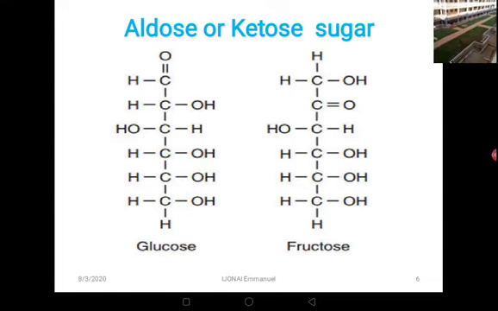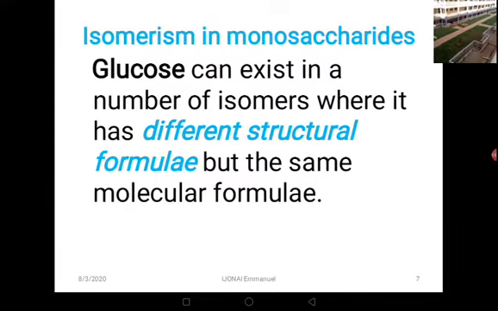So we have glucose, which is an aldose sugar, and fructose, which is a ketose sugar in this case. I want to task you to learn how to differentiate between the ketose sugars and the aldose sugars. That will be very great for you to learn, and very interesting.